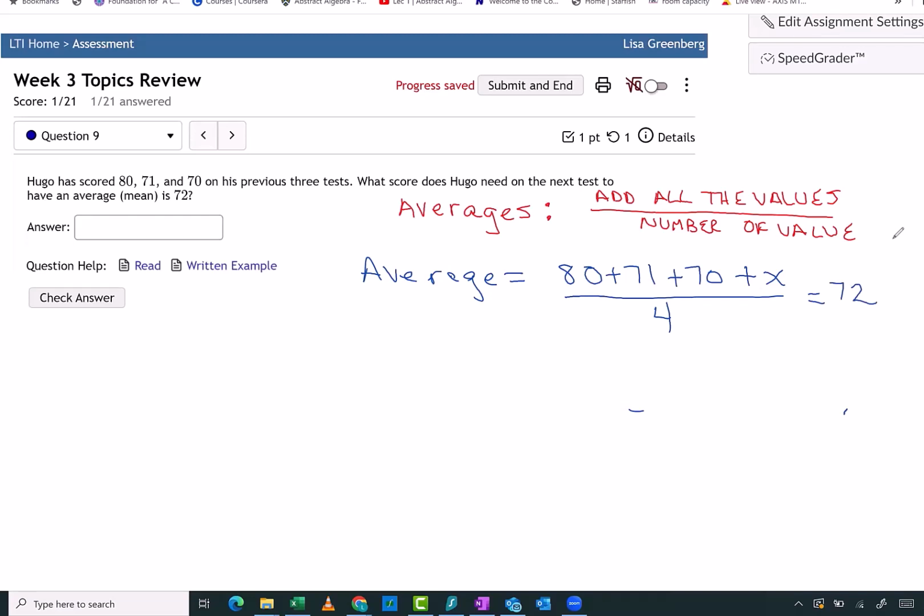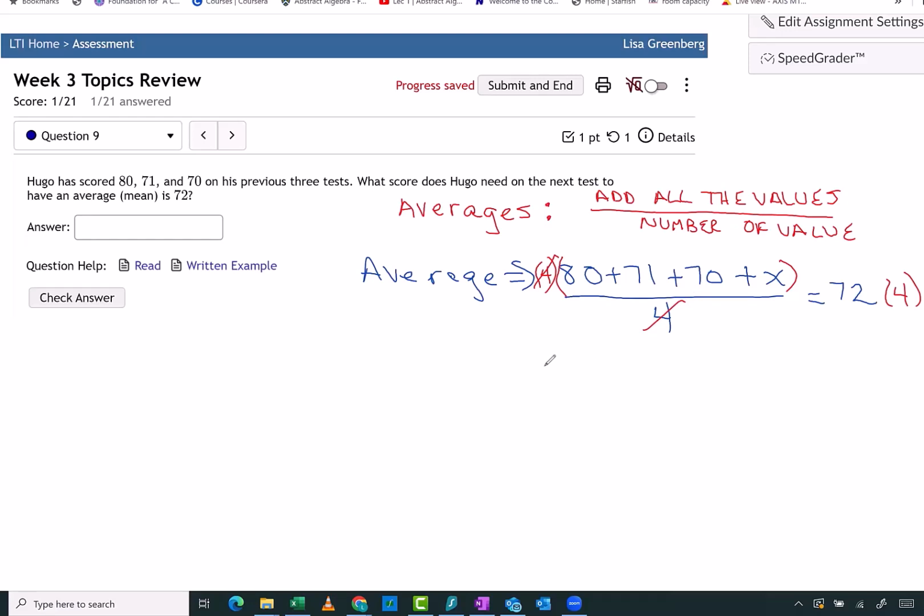Now, what's the first thing we're going to do? We're going to get rid of that denominator. It's always a problem. It always makes things harder. I'm going to say 80 plus 71 plus 70 plus X divided by 4 is equal to 72. Now what I'm going to do is multiply both sides by 4. And really everything here is in parentheses. And I cancel my 4s.